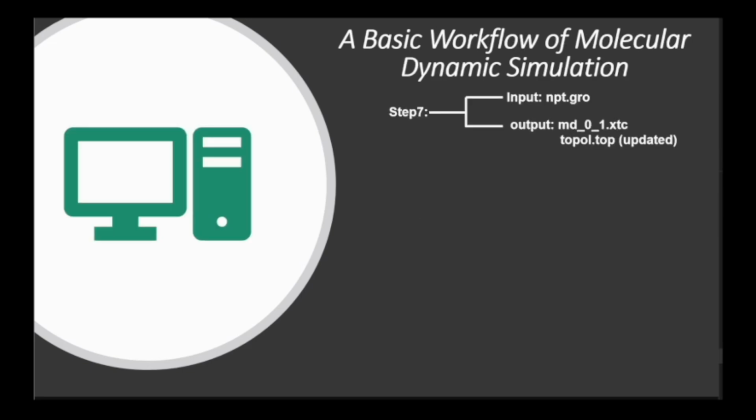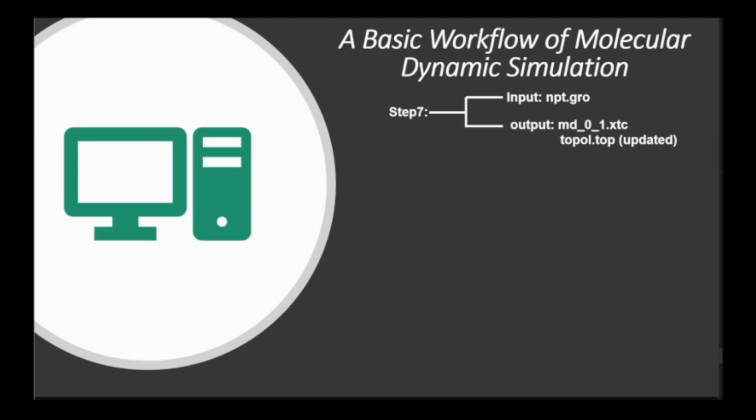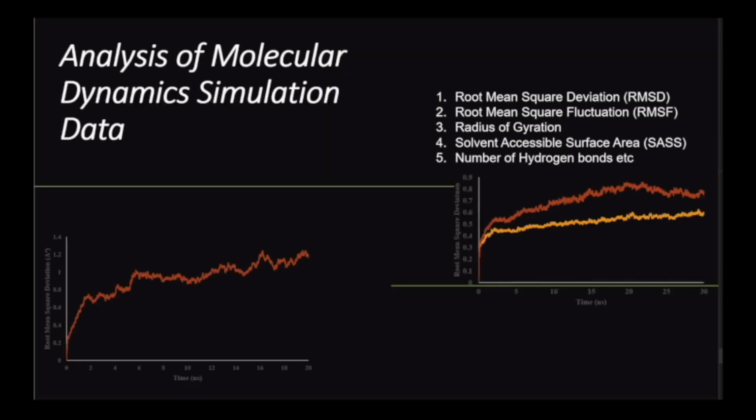And finally, we will take the equilibrated GRO file as an input, and we will take it to the MD simulations. And at the end, we will have one file which will have the trajectory, which will have our whole data. What does it mean by trajectory? I will talk about it. That will be an XTC file. So this XTC file will be analyzed at the end to get the data, to get the results. Now, what type of results will we have?